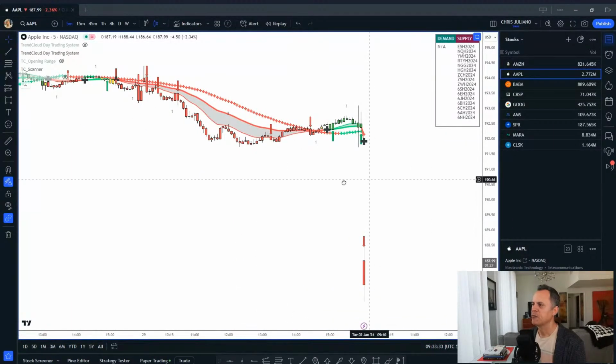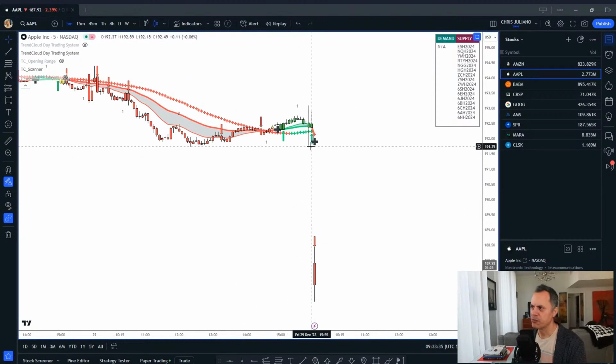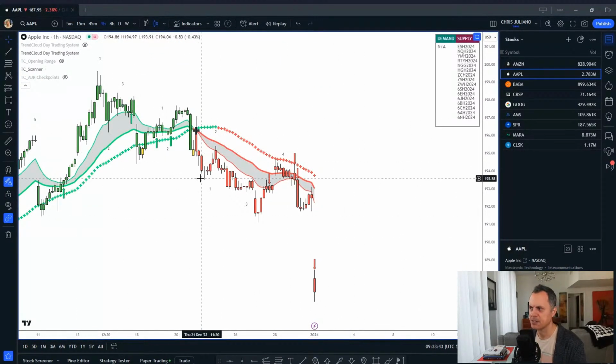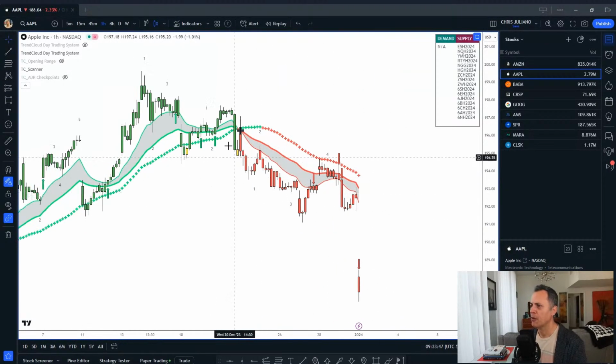Okay. And we just got it. It actually produced a TrendCloud signal to the downside, but we have to look at that on the 1-hour chart, right? Always look at stocks with TrendCloud on the 1-hour chart. Now, Hitch, take a look at this.